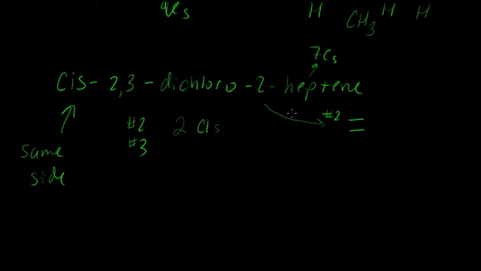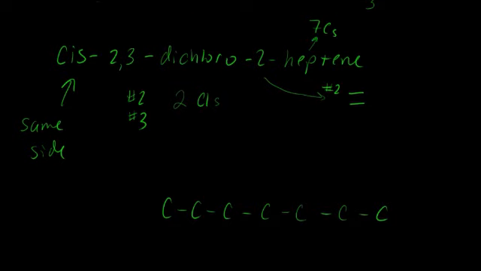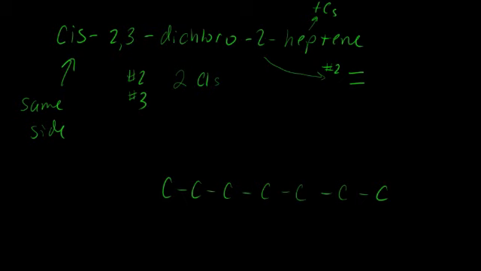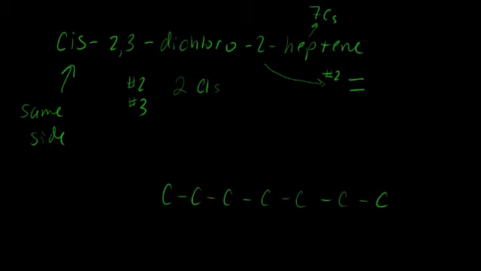So let's start off. Hept, 7 C's: 1, 2, 3, 4, 5, 6, and 7. I'm going to scroll down just a little bit, give myself a little more room, but not lose some of the information we have. There we go. So there's our 7 C's. We have a double bond on number 2.